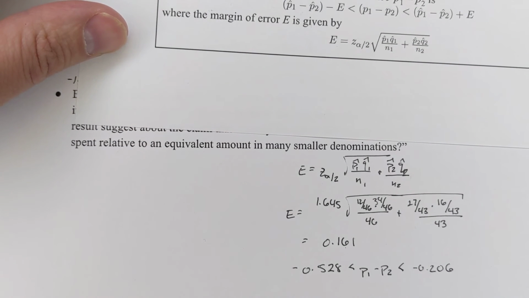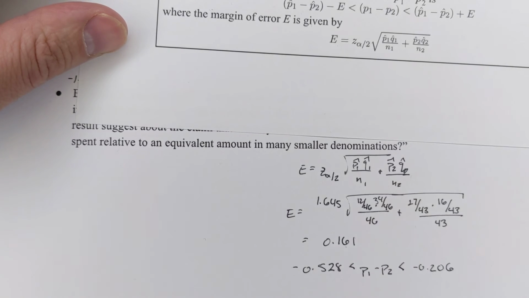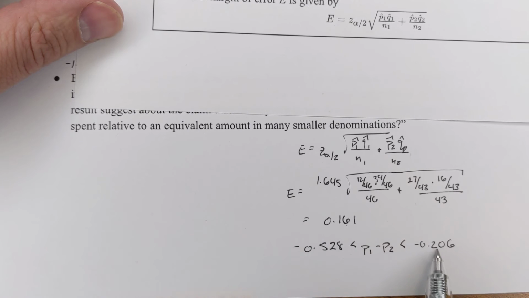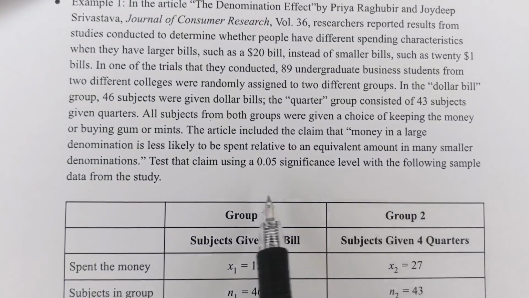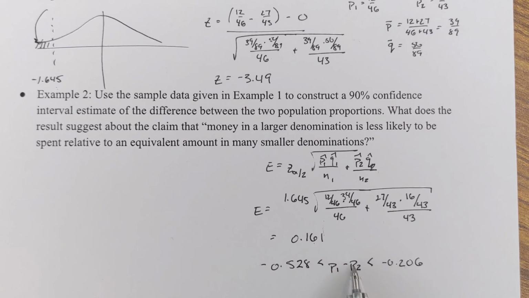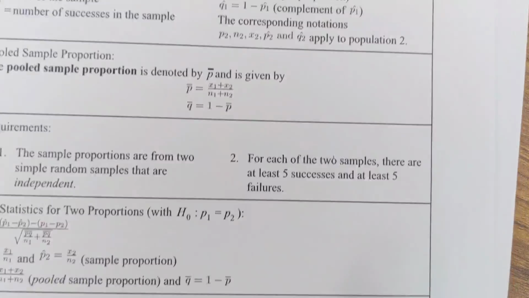So there's my 90% confidence interval. Now, since the interval for the difference between the two population proportions doesn't include 0, it means that the two proportions are likely different. And p2 is more than p1 because these numbers are negative, which means the group in the second population is more likely to spend than the group in the first population, which is essentially what we had in the problem. Money in large denominations is less likely, so p1 is less than p2. That's the only way to get negative bounds here. Okay, and that brings us to the end of the section.